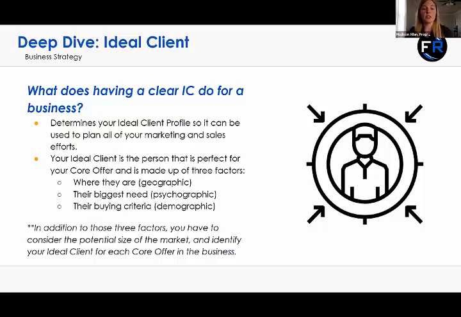Quick side note here, you do need to consider potential size of the market when you're describing ideal client. We talked about that a little bit. It's just a sufficient market existing for your core offer and who it is that it's fit for.